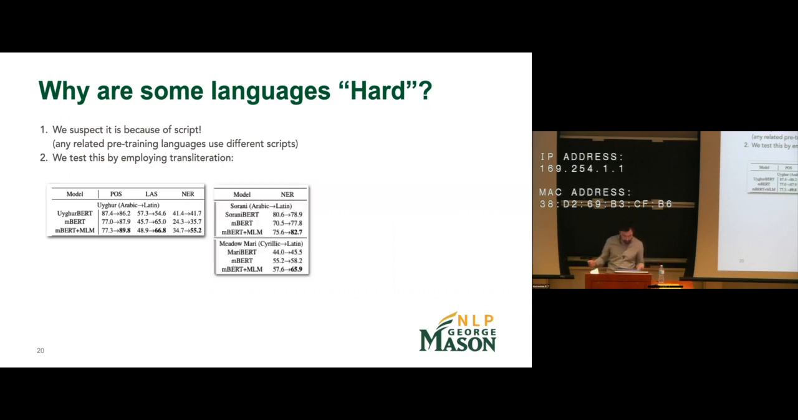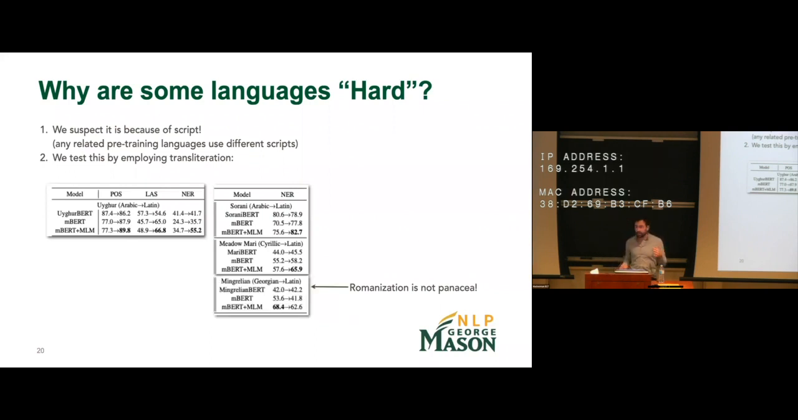It was the same, say, for Sorani and for Mido-Mari, right? A Uralic language where we transliterated it from Cyrillic to Latin. Again, why? mBERT has seen Finnish and Estonian and Hungarian, which are all written in the Latin script, but it hasn't seen any Uralic languages written in the Cyrillic alphabet. So that said, just Romanization is not the solution for everything.